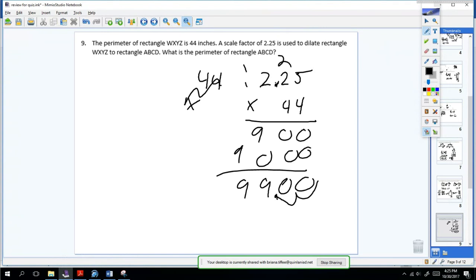Move your decimal twice. So my new perimeter is 99. Okay, and let me make sure this is correct. It is 99. So all you have to do is take the original perimeter and multiply by the scale factor to figure out its new perimeter for the rectangle.